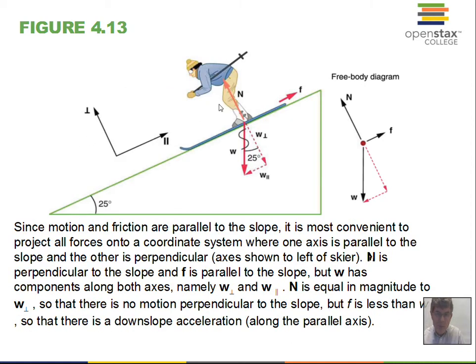A different example here, going down a slope, a skier going down a slope, and perhaps we want to know what the acceleration is going down this slope. If 25 degrees is the slope, you can see there's a potential problem here in that the gravity, the weight, this force is not parallel to the motion.